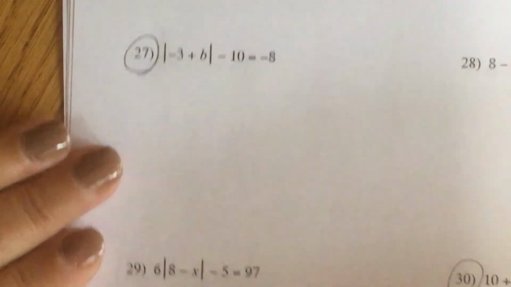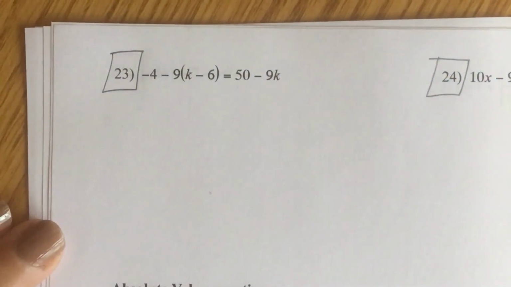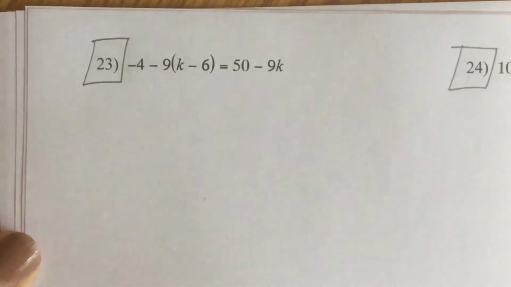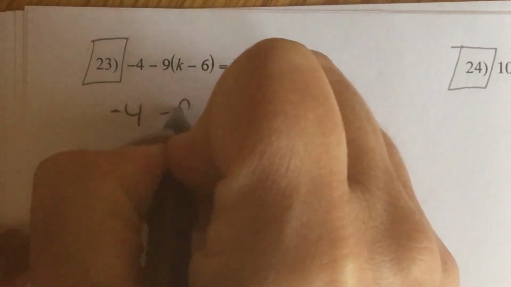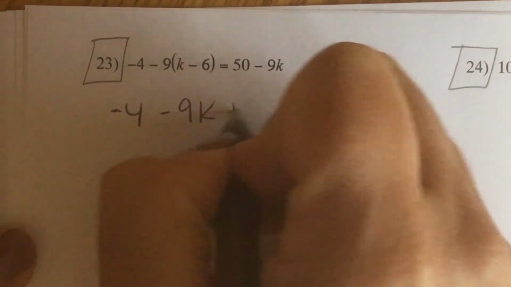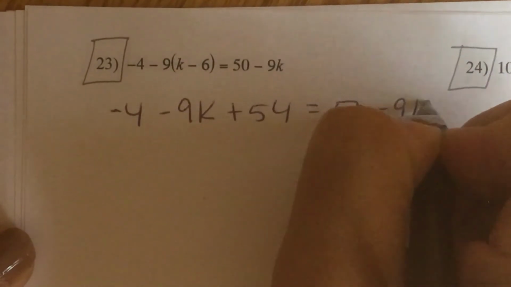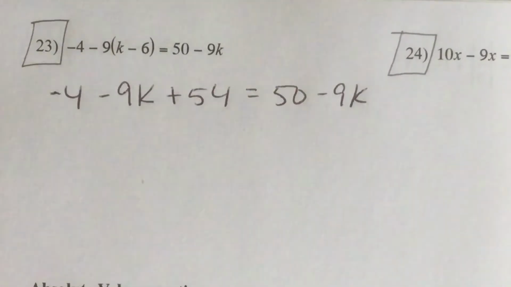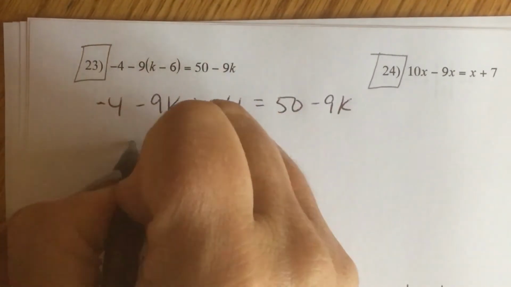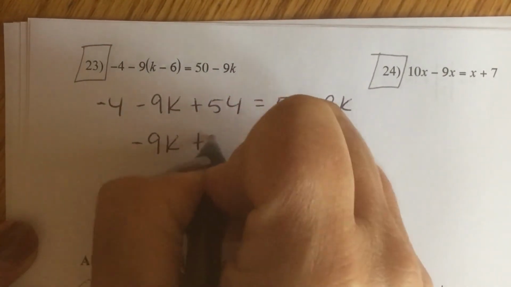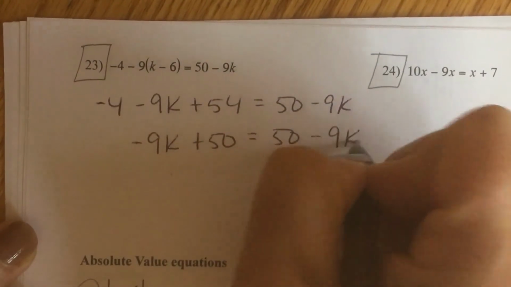23 and 24 have a little different situation, okay? If you were to start working it, you would just distribute the -9. So you'd have -4 minus 9K plus 54 equals 50 minus 9K. So at this point, you could put your -4 and your 54 together. So you'd have -9K plus 50 is equal to 50 minus 9K.